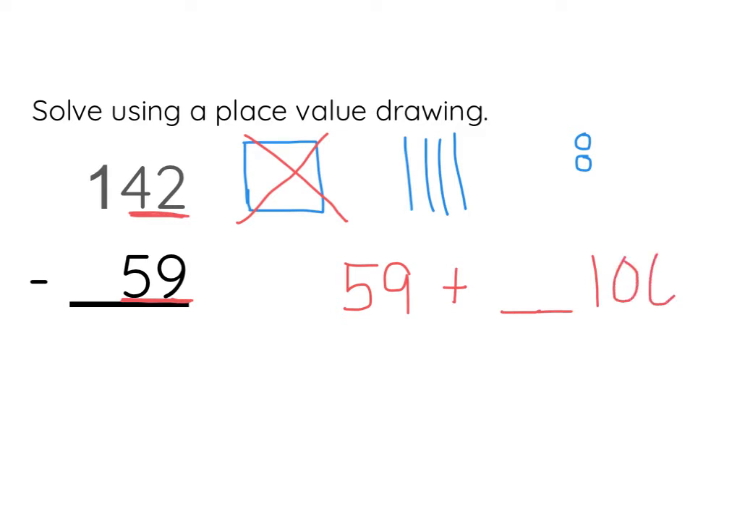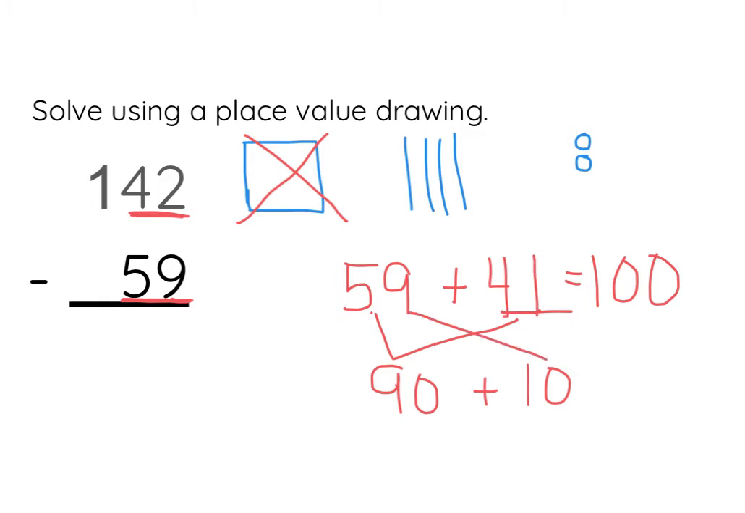So I need to know my partner to 100. Remember, we've been practicing the 90 plus 10 check. So 50 plus 40 equals 90, and 1 plus 9 equals 10. So 59's partner is 41. So I'll put a 10, 20, 30, 40, and a 1. And so my final answer would be 83.